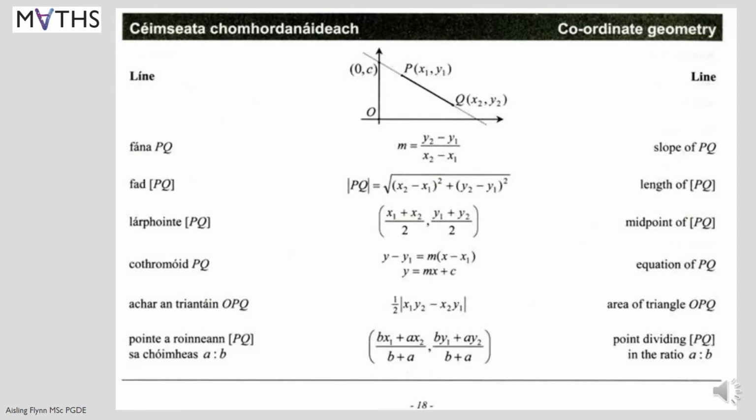So this is the page of your formula and tables book where you will find that formula. It's the coordinate geometry page, the line page, it's page 18, and you'll find area of a triangle OPQ. Now O refers to the origin, or 0, 0, and here's our formula here.